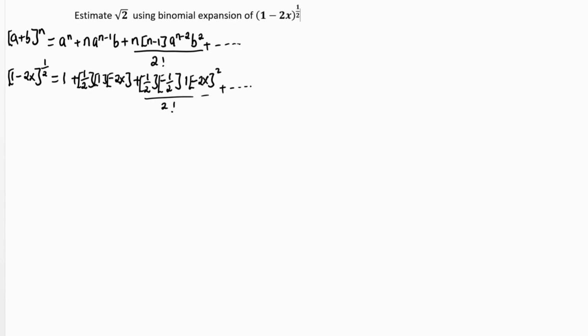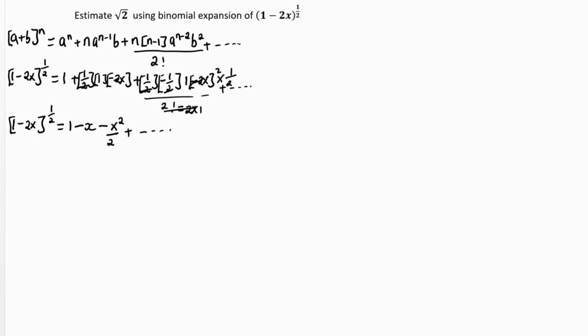Therefore, (1 minus 2x) raised to a half is given by 1. We can cancel 2 by 2. We remain with minus x plus. So 2 factorial is 2 times 1. We can cancel that. We multiply our numerator by 1 over 2. We can cancel 2 and 2 by negative 2 squared. We remain with minus x squared all over 2. So that's our expansion. We're going to use the first 3 terms.